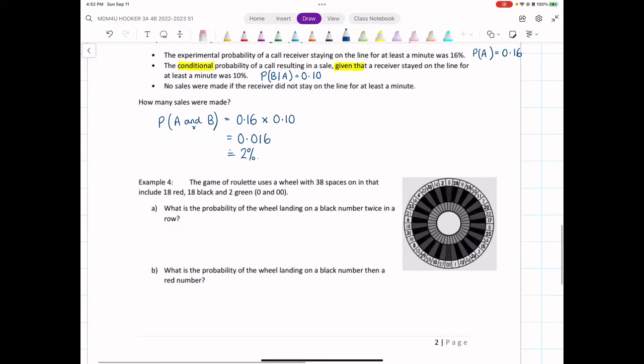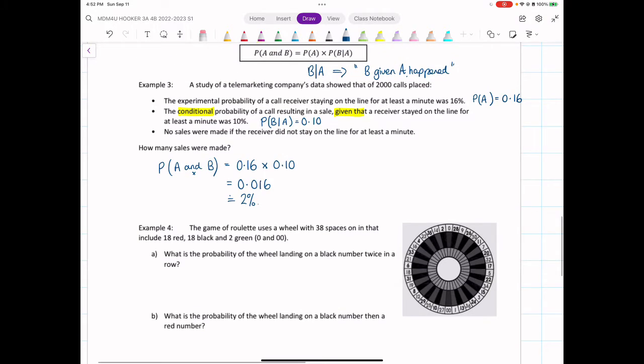So interestingly, let's have a look. They had 2,000 calls placed. So what would their sales look like? Just for fun, the sales would be 0.016 times the 2,000, which is 32 sales made. And that's about industry standard, I believe.